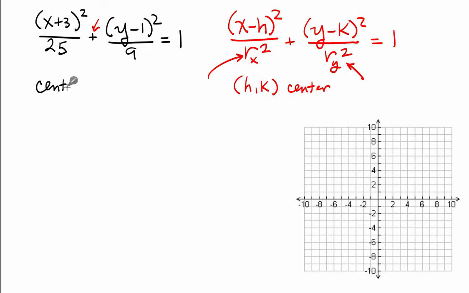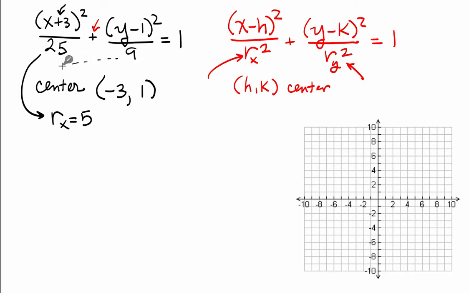The center: the standard form says x minus h, but in comparison to the equation we're working on, it says x plus 3. That means the x coordinate of the center is negative 3. Y minus 1, in comparison to y minus k, you can tell that the y coordinate of the center is 1. Now, looking at the denominator 25, you realize that the x radius is 5, and looking at the denominator 9, you realize that the y radius is 3.